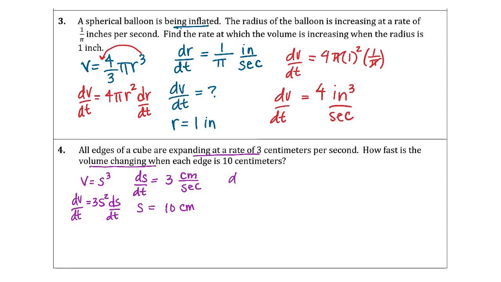So we know we're looking for dV/dt is going to be equal to, we had 3, our side squared, and then ds/dt was also 3. So it looks like the rate of change of the volume is going to be 900 centimeters cubed per second.